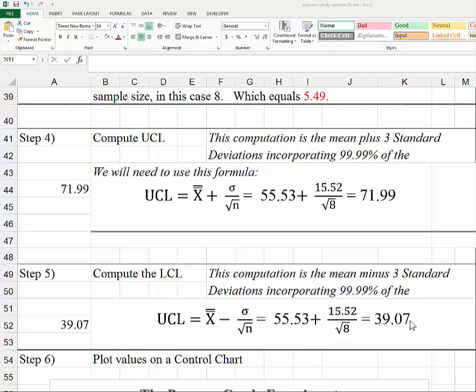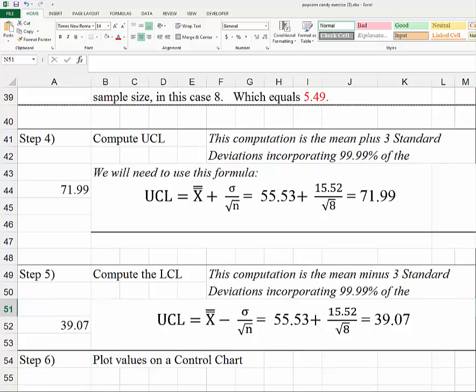If we had not just a bag, I misspoke before, if we have a set of bags, a whole table of bags, and their average is below 39.07 or above 71.79, then we need to be a little bit concerned.